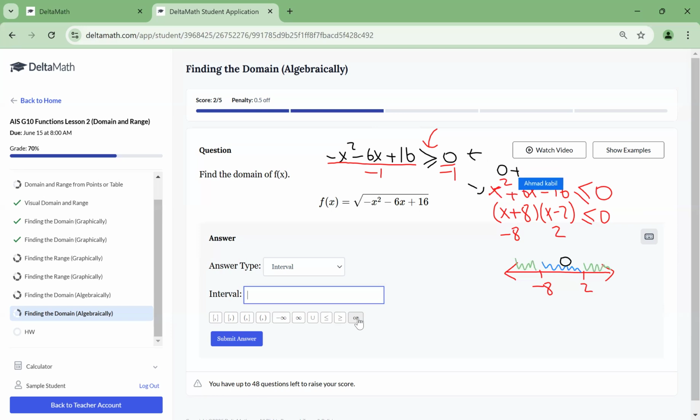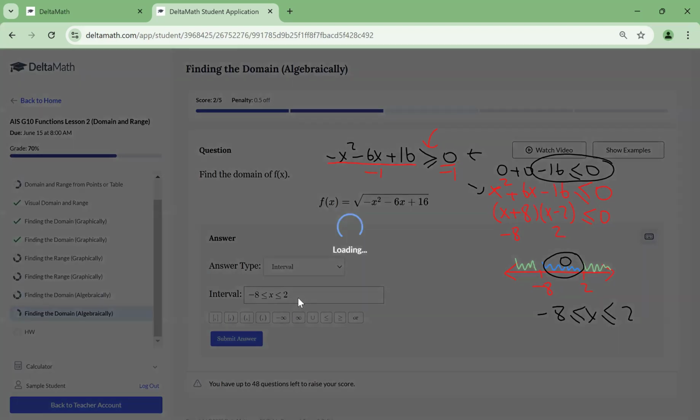So 0 plus 0 minus 16 less than or equal to 0. This is a correct statement. -16 is less than or equal to 0. Therefore, 0 works, and we're going to choose this area here. So -8 less than or equal to x less than or equal to 2. So here we do not need to use the union or the or. You can just write it as a single inequality. -8 less than or equal to x less than or equal to +2.